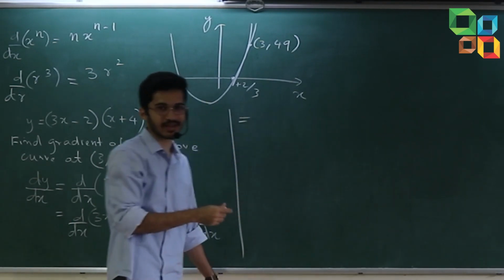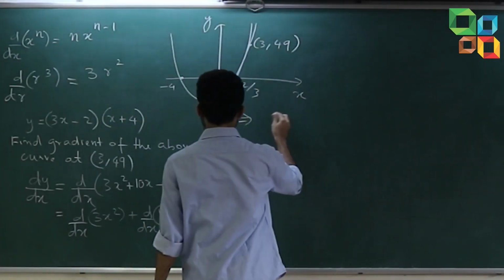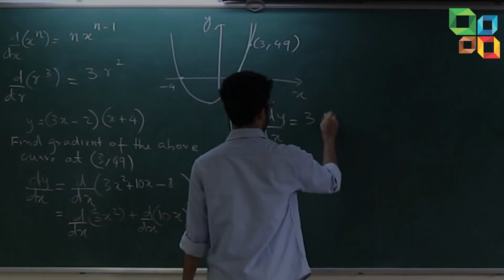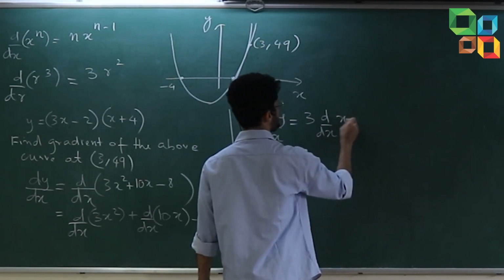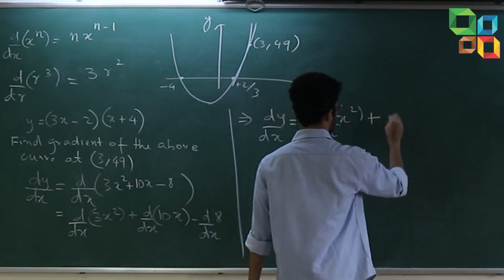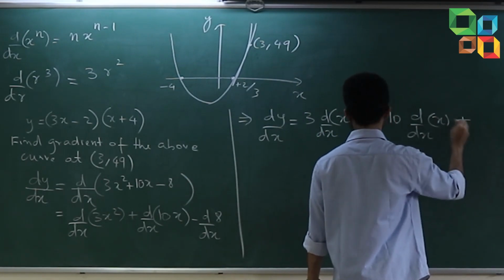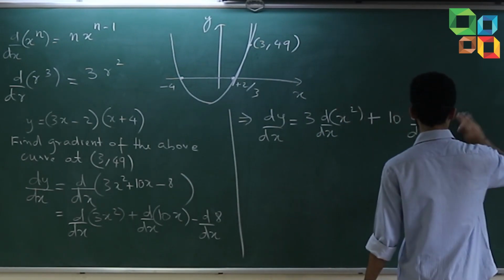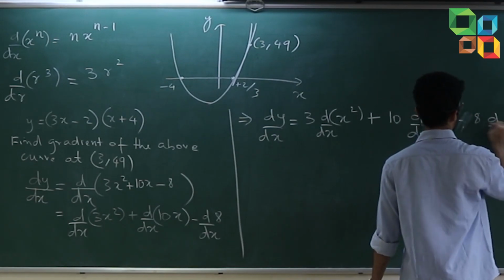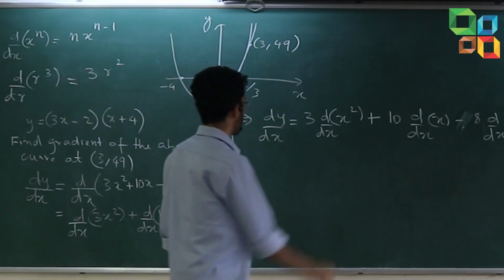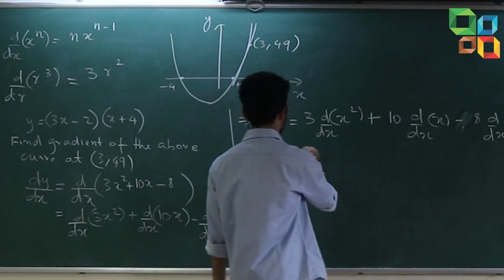For you it's new, right? Pay attention. So dy by dx is equal to... Clear, right? Okay. Now we use the first formula.